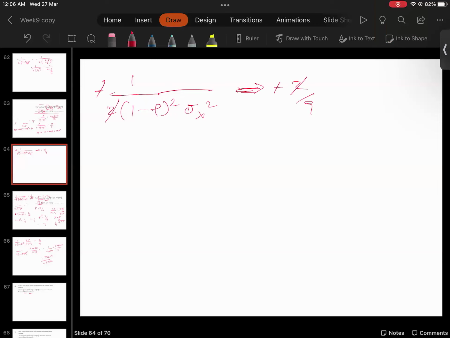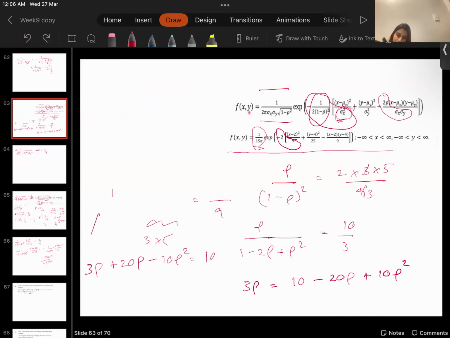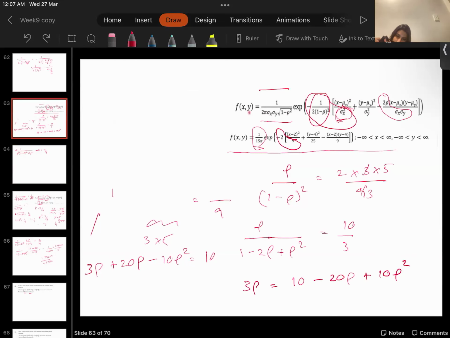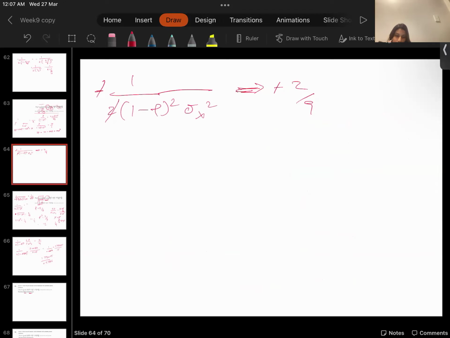Sorry, I'm doing it wrong. Here instead of 1 minus rho the whole square, we can substitute from the first equation. What is the first equation? We have just equated it to 15 pi. But this is square root of 1 minus rho square, and this is 1 minus rho the whole square. But let's just try this one.